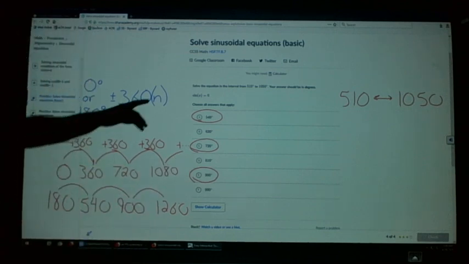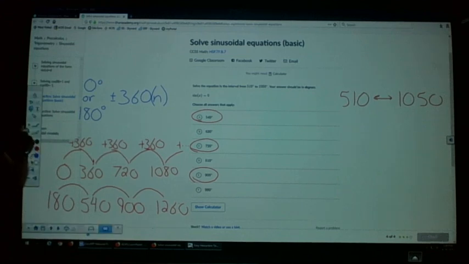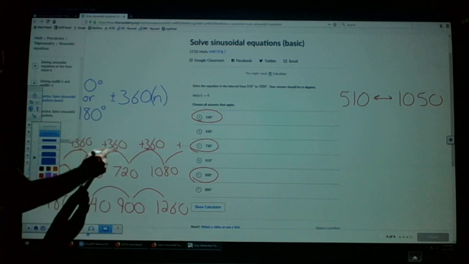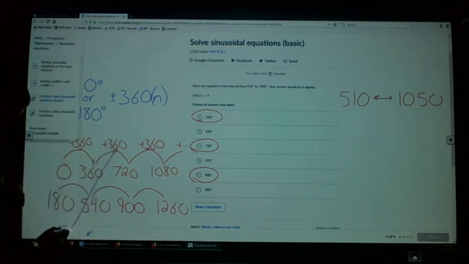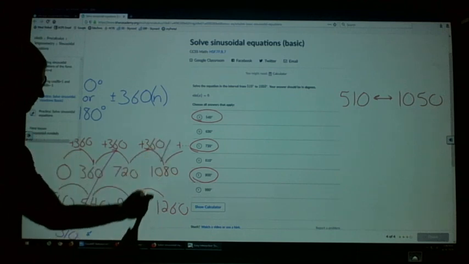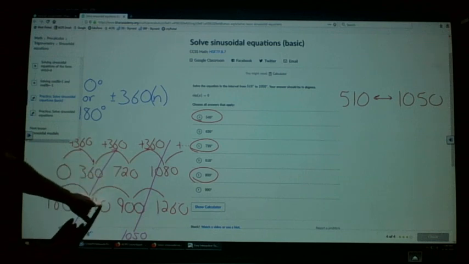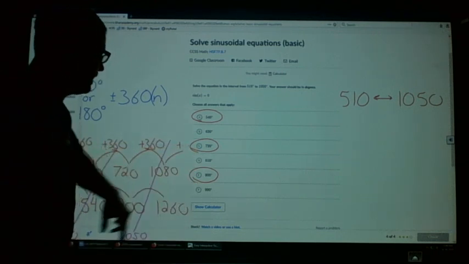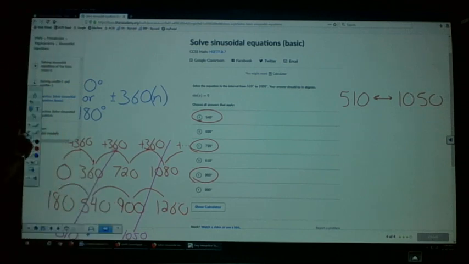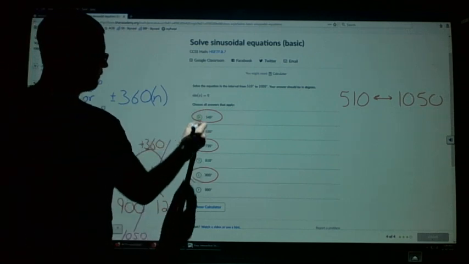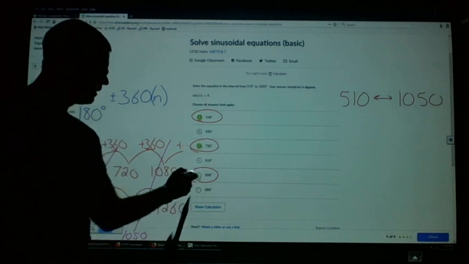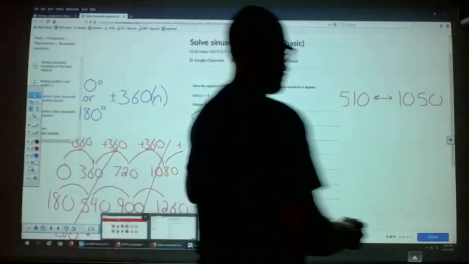If I drew that interval, 510 to 1050, 510 would look like that. 1050 would look like that. So I get the 720, the 540, the 900. Those are the answers in my interval. Those are the answers that I select there. 540, 720, 900 are my correct answers.